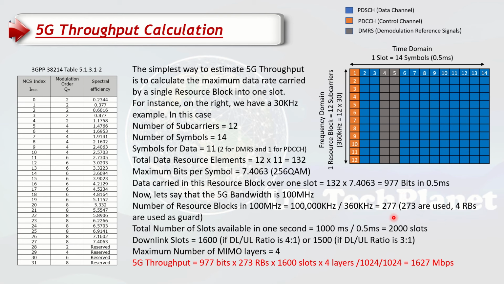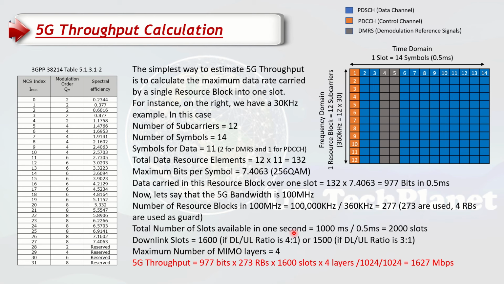Now having said that, there are two other things that we need to know of. That is the number of downlink and uplink slots. Now in any TDD system, for instance, we have some slots for downlink, some for uplink. So if we use a 4:1, that means 4 downlink slots and 1 uplink slot.